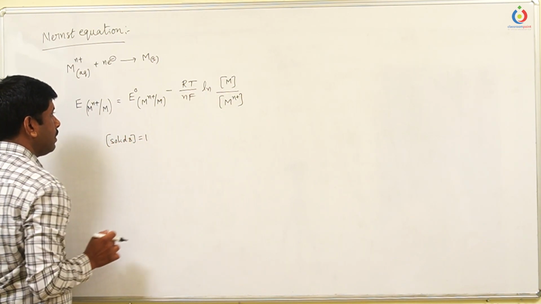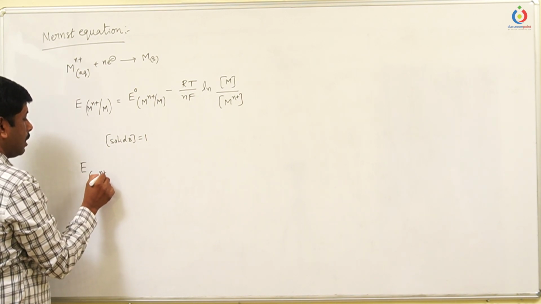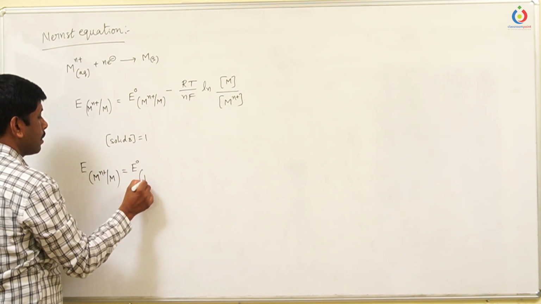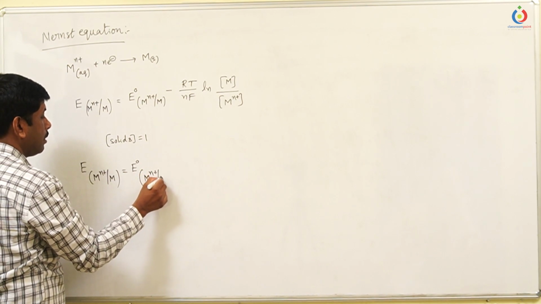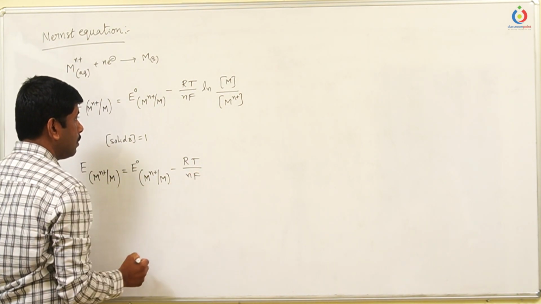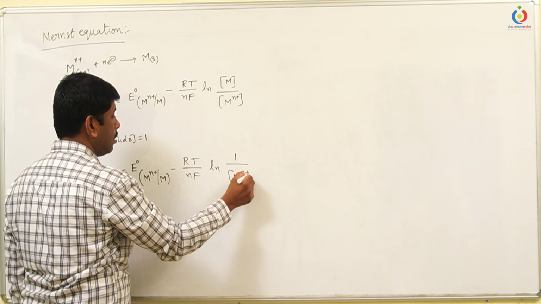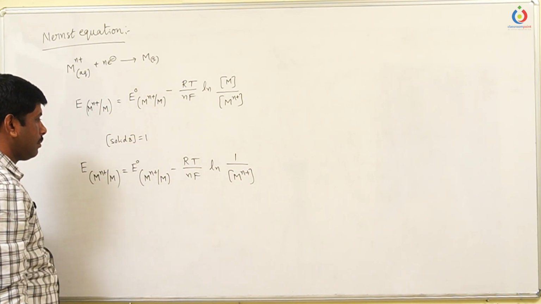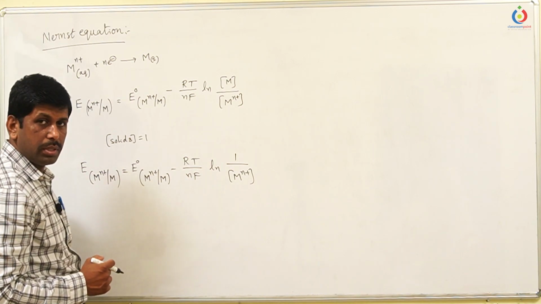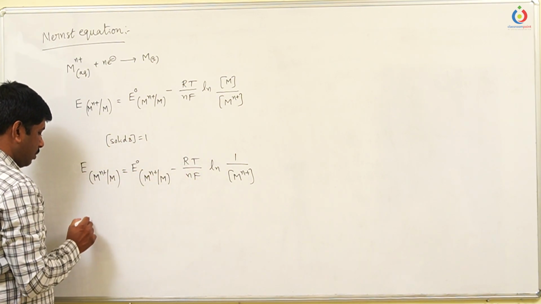So here we can write 1, and the equation now changes to E of Mn+ by M is equal to E naught of Mn+ by M minus RT by nF log 1 upon the concentration of Mn+. Now let us change this equation to base 10 logarithms. It is in the base e form, so multiply this by 2.303.